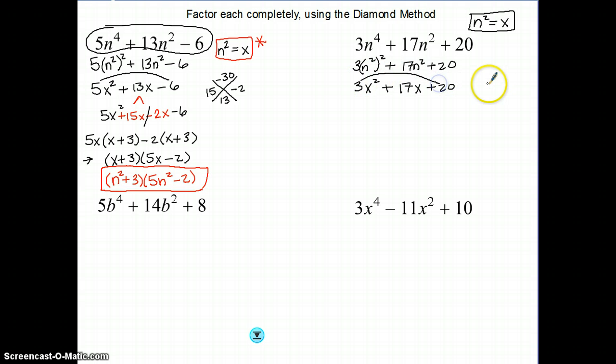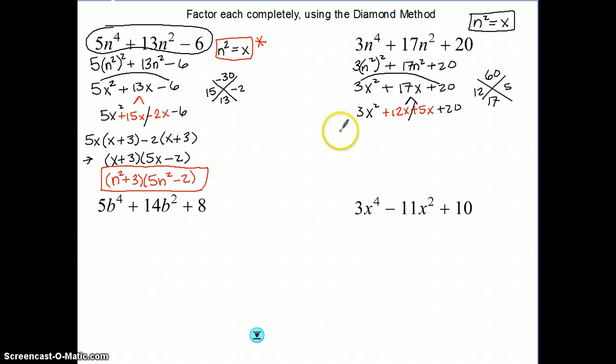Multiply your first and last coefficients to get 60. And on the bottom of your diamond we have a 17, that middle coefficient of x. Two numbers that multiply to 60 and add to 17 are 12 and 5. So I'm going to rewrite my 17x with a positive 12x and a positive 5x. In the front we still have 3x squared, and in the back we still have plus 20.